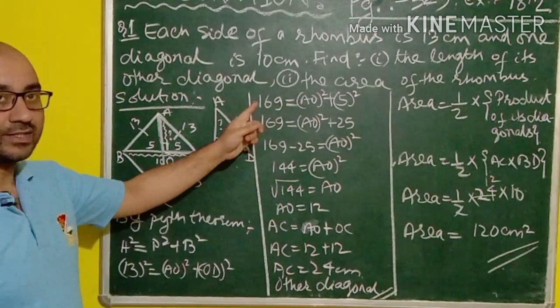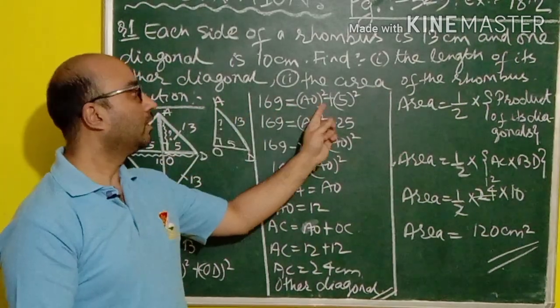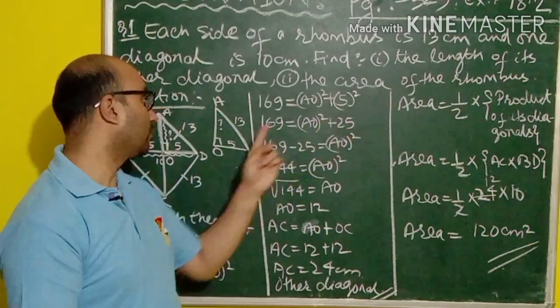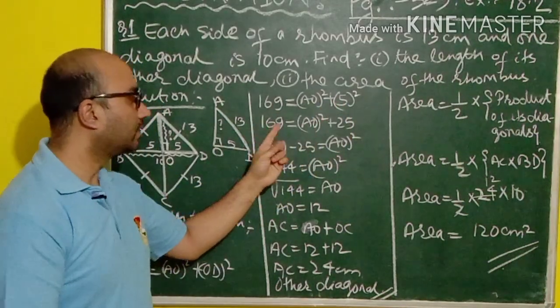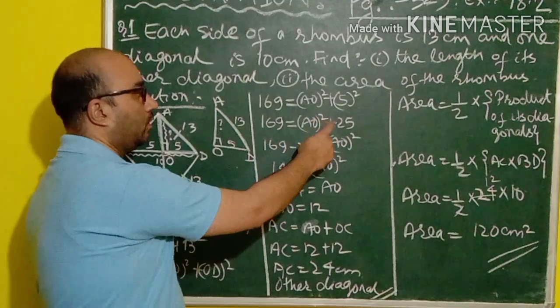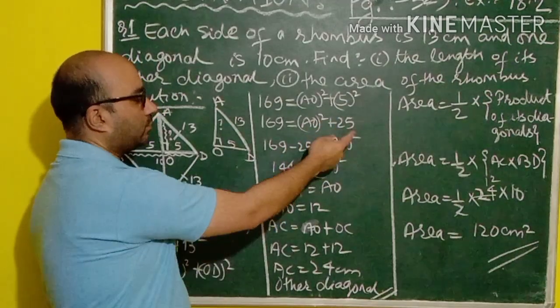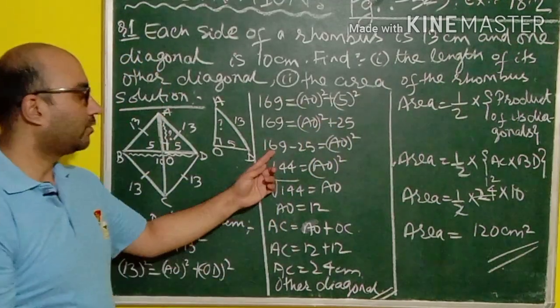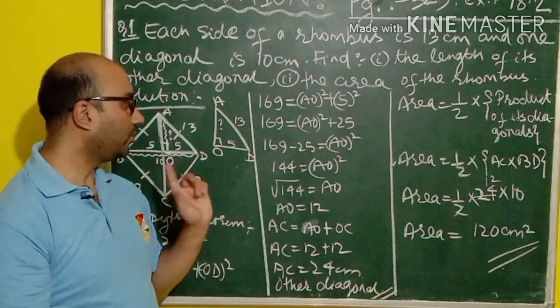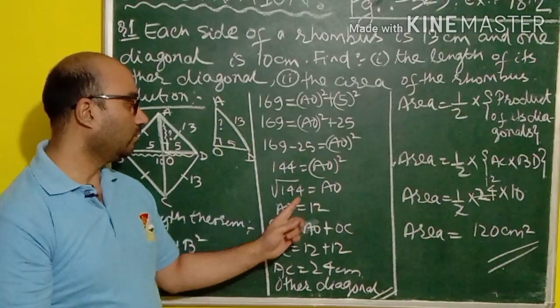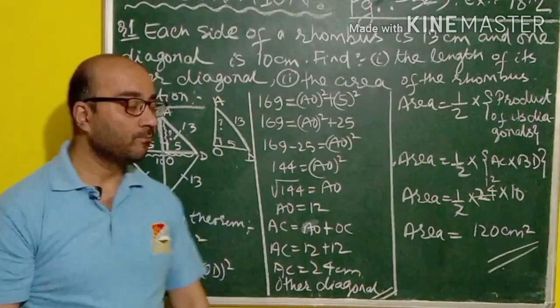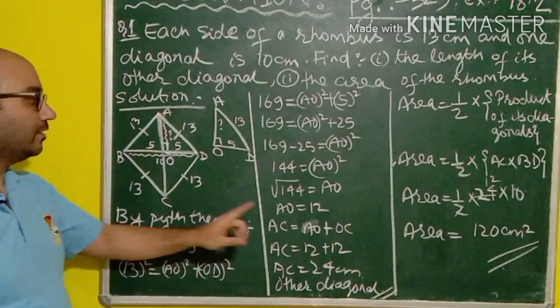13 square will give us 169, AO is unknown, plus your base is 5 square, 5. Okay, 169 is equal to AO square plus 25. So you transpose the 25 to the left hand side. 169 minus 25 will give you 144. So root of 144 will give us 12. So what is the length of AO? The length of AO is 12 centimeter.